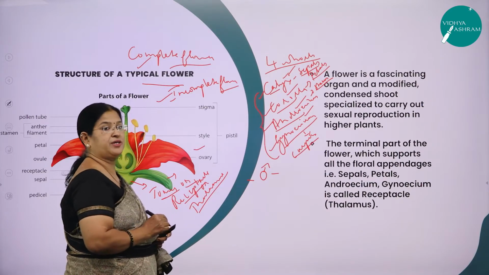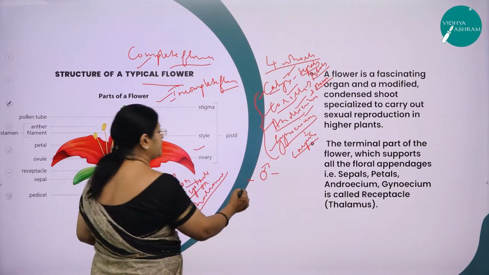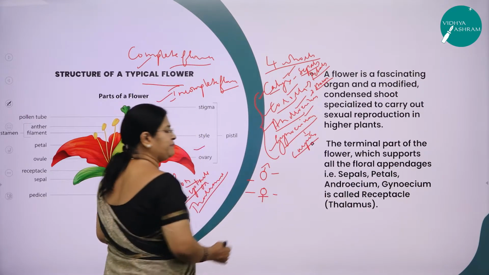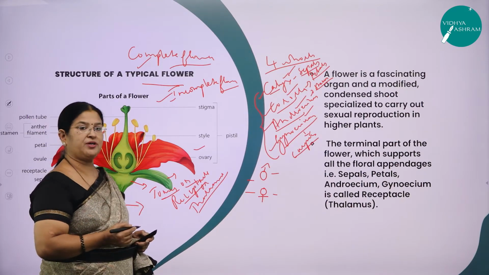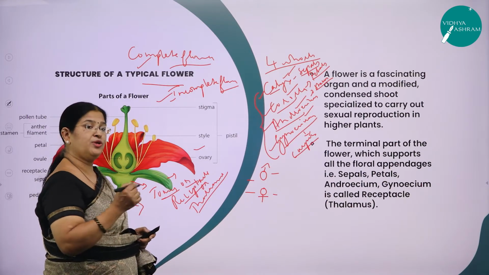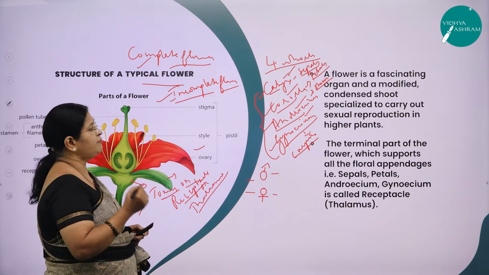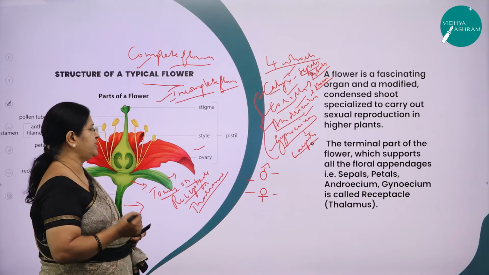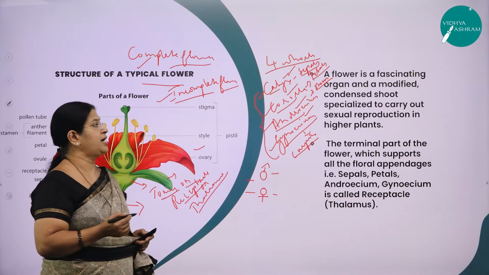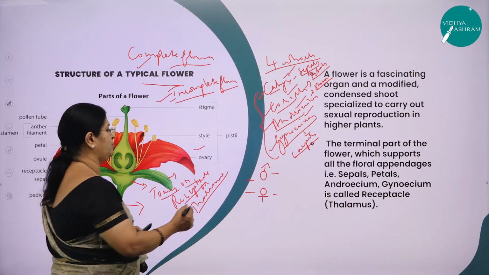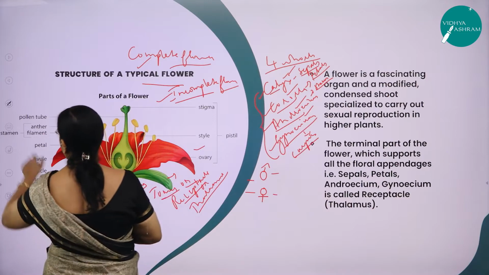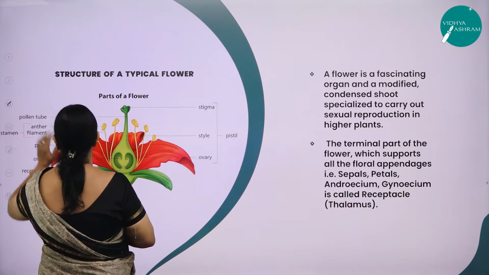The female reproductive structure will be missing. If it is a female flower, what will be missing? That is, the male reproductive structure will be missing. So, a unisexual flower is an example of an incomplete flower. And one more very important thing you have to understand: calyx and corolla are called non-essential whorls.